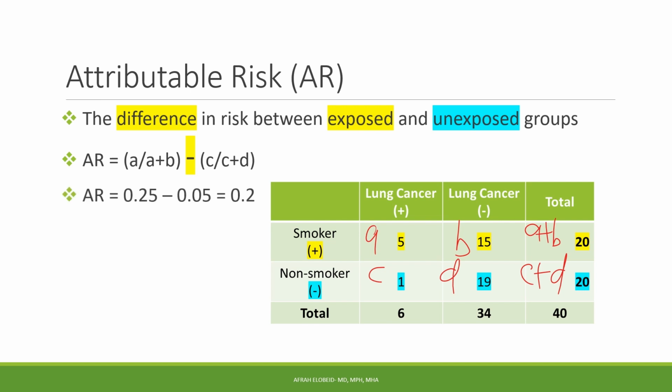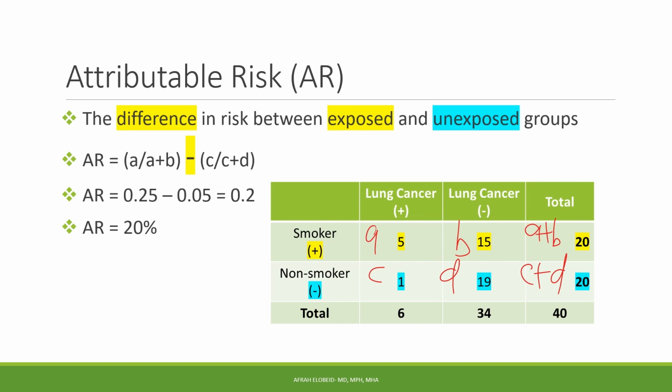So in this example, the attributable risk will be 0.25, which we already calculated earlier, minus 0.05, which is the risk in the non-exposed group. And the result of this subtraction is 0.2. You can keep it like this, 0.2, or you can say it's 20%, because the equivalent of 0.2 is 20%.